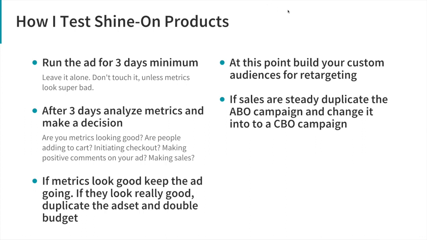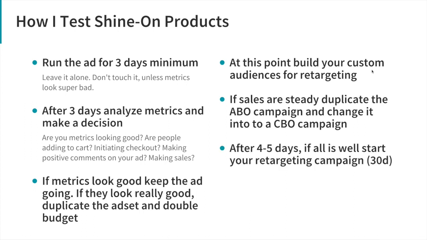So what have we got now? We could potentially have a PPE ad campaign running. We could have 2 ABO campaigns running, and now we've got a CBO campaign running as well. Keep those running, keep your eye on the metrics, and keep watching what's happening. And after 4 to 5 days, if all is well, start your retargeting campaigns as I discussed in previous lessons.